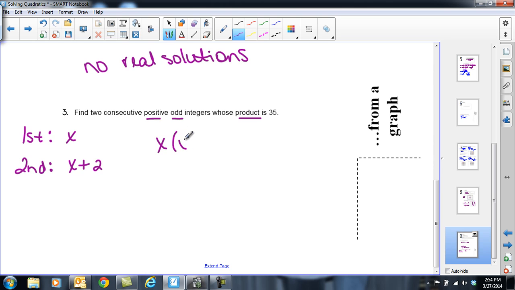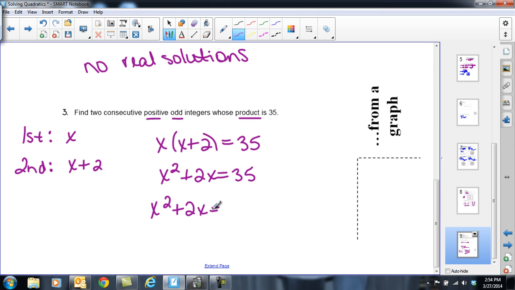That means I have to do x times x plus 2 equals 35. So I'm going to distribute. That becomes x squared plus 2x equals 35. And I need that to equal 0 so I can solve it. And so I subtract 35. So I've got x squared plus 2x minus 35 equals 0. So I'm going to go back to my calculator and I'm going to put that in.